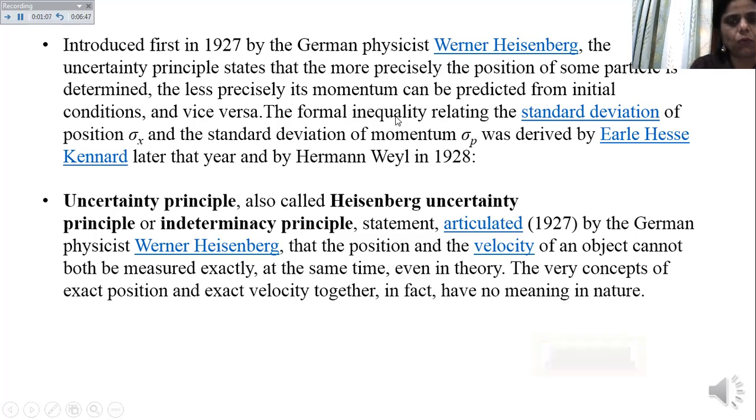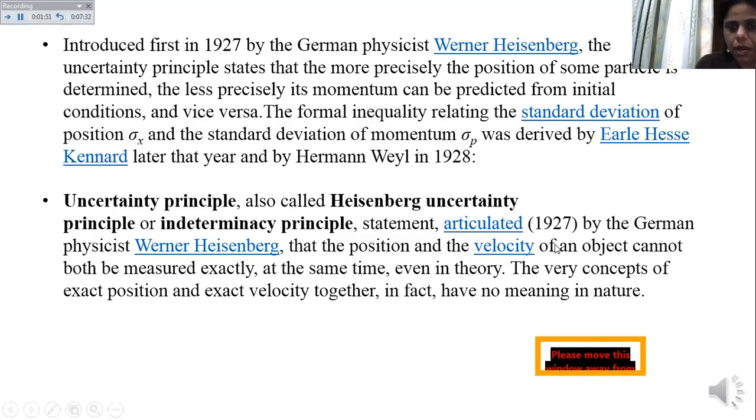The formal inequality relating the standard deviation of position and standard deviation of momentum was derived by Earle Hesse Kennard later that year and by Hermann Weyl in 1928. Extending Heisenberg's principle, there were two more scientists in 1928, that is Earle Kennard and Hermann Weyl, who discovered the relation of standard deviation, that is how much deviation is in the position from the initial conditions, how much the position deviates and how much the momentum deviates from its initial conditions.